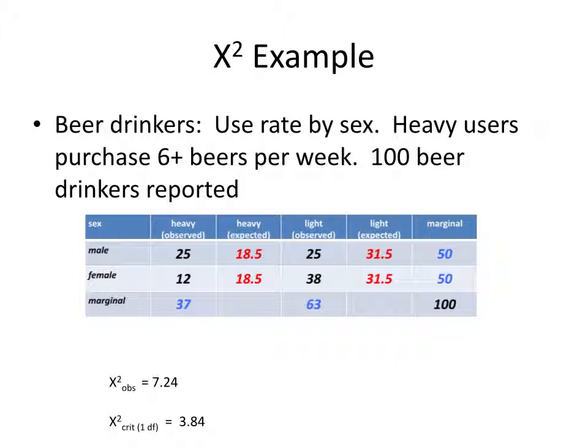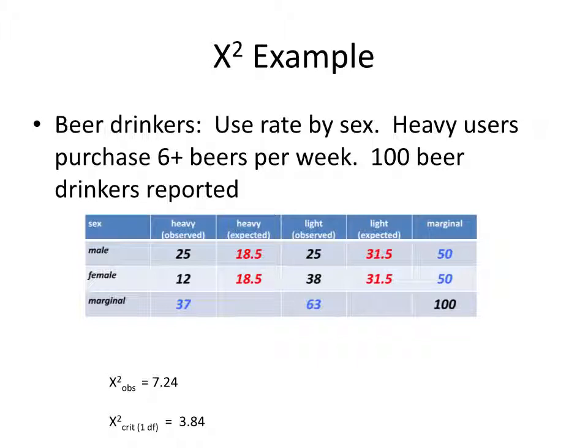So we can compute the chi-squared by, and I didn't include this in the table, subtracting the expected 18.5 from the observed 25 gives you 6.5, squaring it and dividing it by 18.5. Doing that for all 4 cells, adding them up, we get a chi-square value observed of 7.24. If we look up the table values of chi-square, we see the critical value with 1 degree of freedom, and notice that's r minus 1 times c minus 1. 2 rows minus 1 is 1. 2 columns minus 1 is 1. 1 degree of freedom, table value is 3.84.